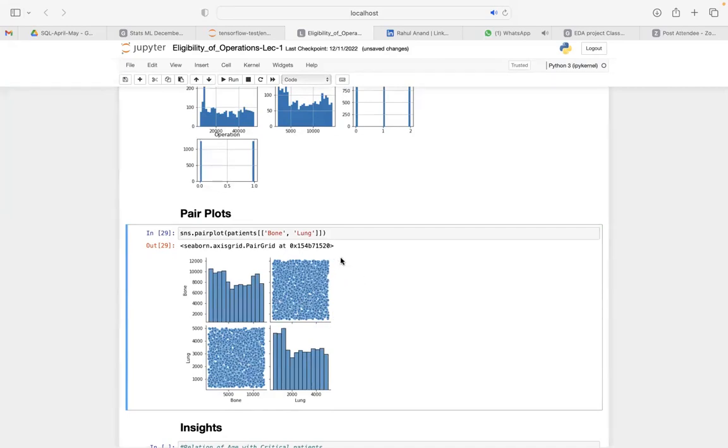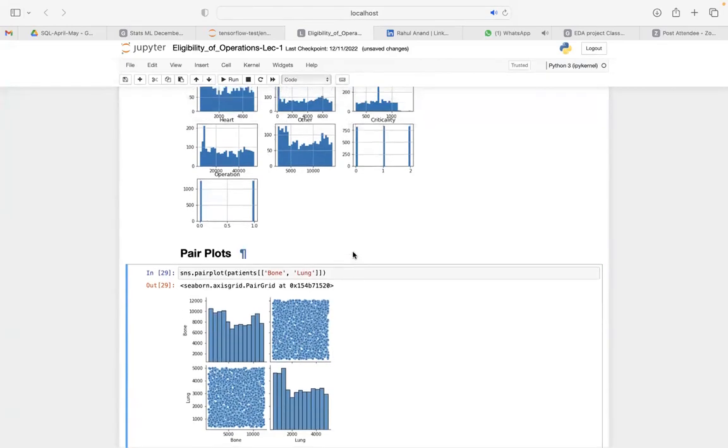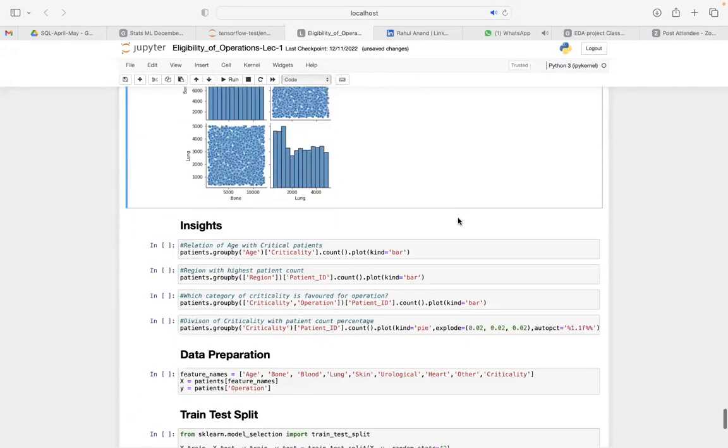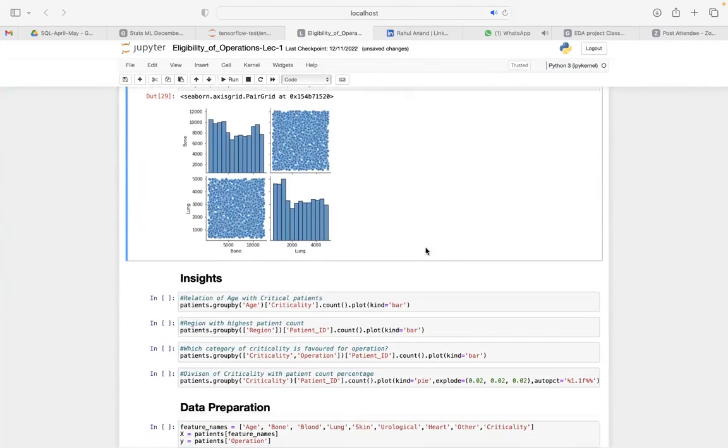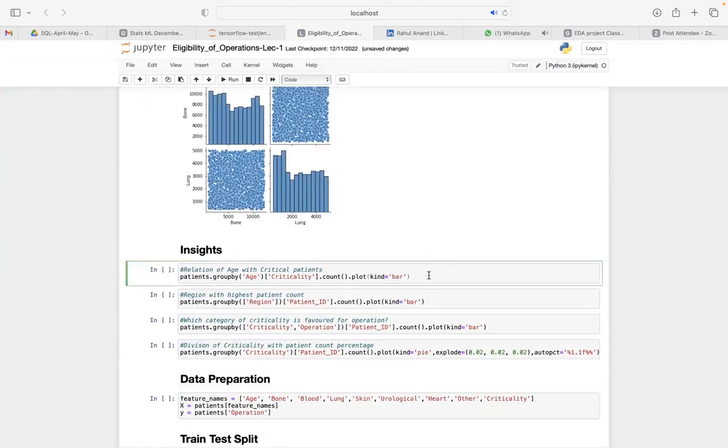You can just put multiple columns and do a pair plot as well. Okay, it does not say a lot about the data, but it gives you a feel and sanity of the data, that it is not following an irregular pattern even after handling the outliers and everything.